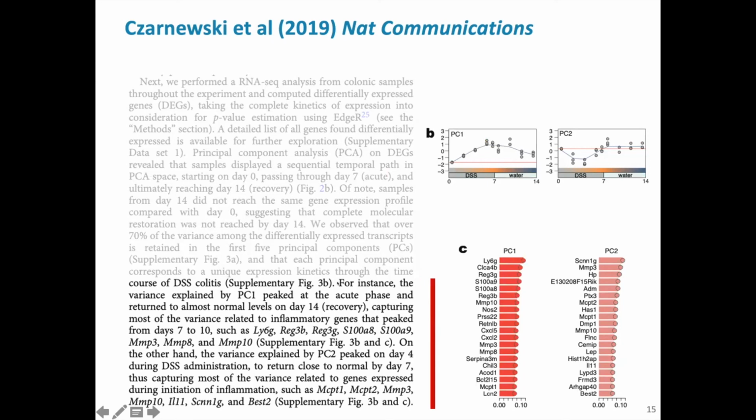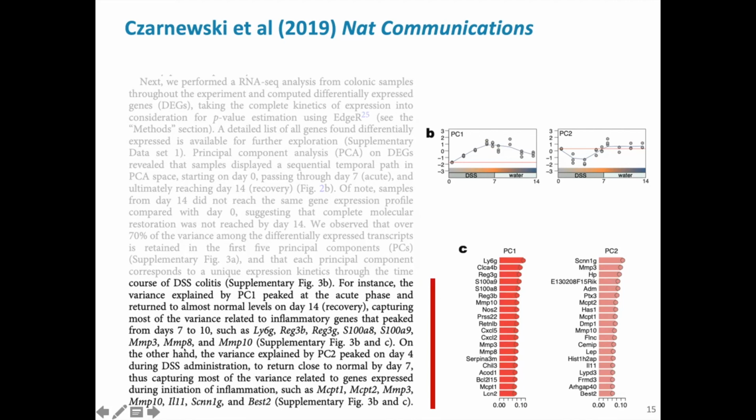And later, for instance, the variance explained by PC1. So now you have an idea what variance explained by PC1 means. It peaked at the acute phase and almost returned to normal levels at day 14, which is basically this plot. It captures most of the variance related to inflammatory genes that peaked from day 7 to day 10, such as, and then here's a list of genes, which are shown here. So this is the same thing that you did in the PCA lecture. What is the importance of every gene to principal component 1?